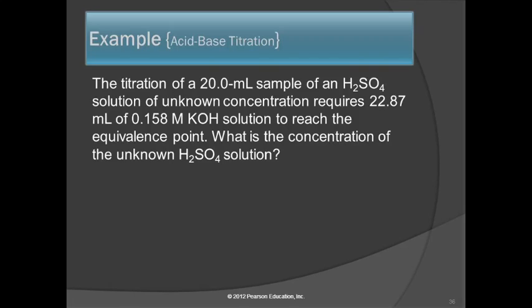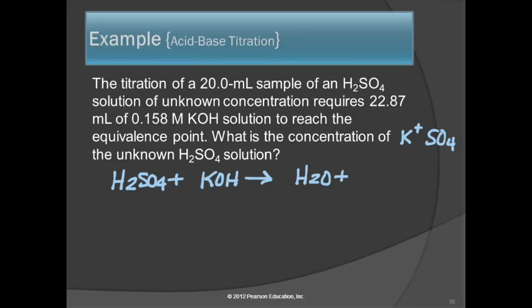Well, it's very helpful to have the balanced chemical equation. So H2SO4 plus, not sodium, potassium hydroxide. When those are mixed in this neutralization reaction, what are the products? We're going to get water and salt. It's going to be the K+ and the SO4 2-.